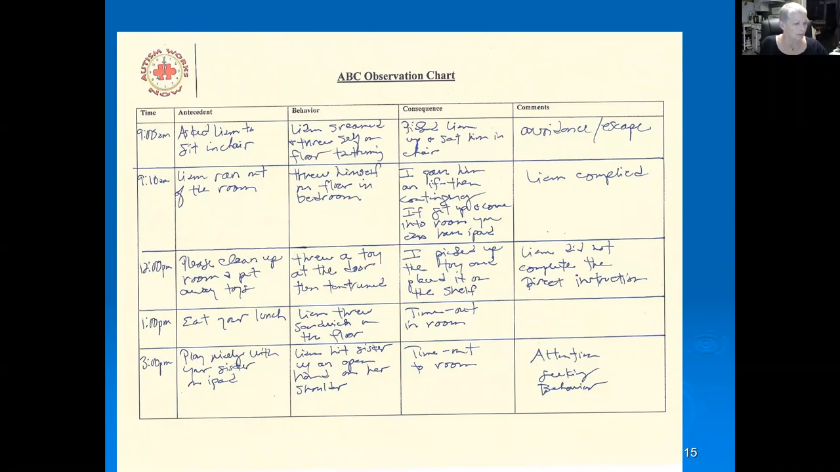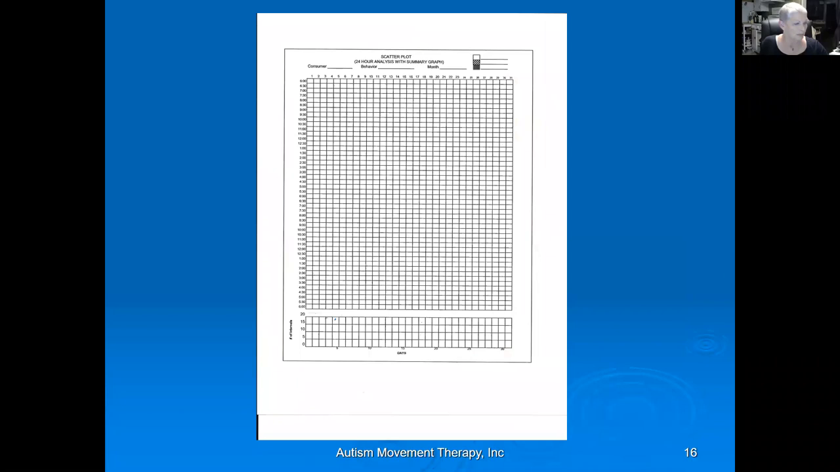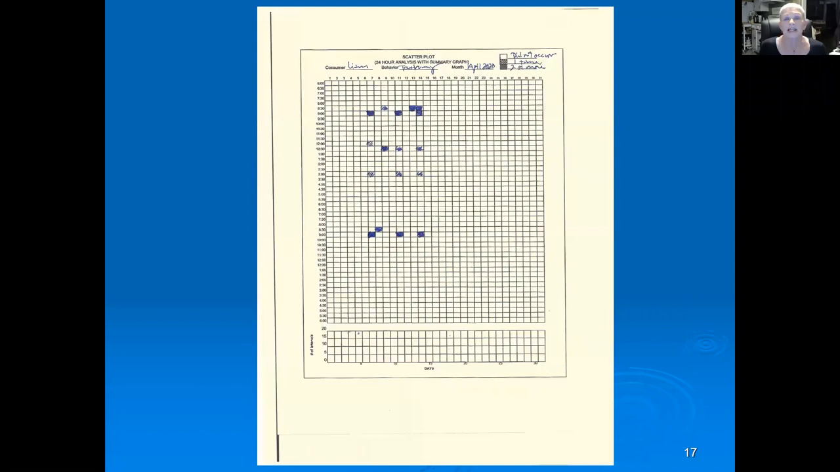Okay, I need to start moving forward so we can finish. The scatter plot gives us time, and we can take data for a month, for one whole month. See, it has 31 numbers across the top. So I filled in one today for you. It says, Liam, the behavior is tantruming. You do one of these for each one of the behaviors. Don't mix behaviors. Tantruming. April 2020.